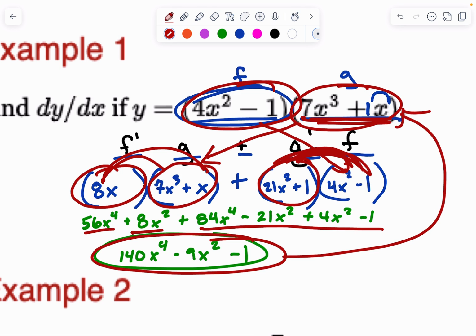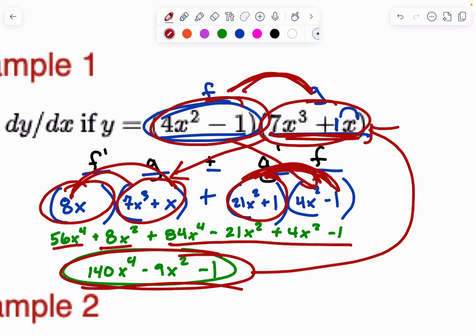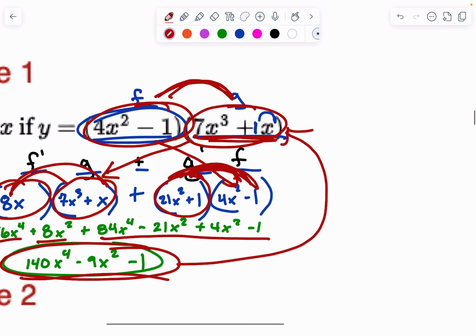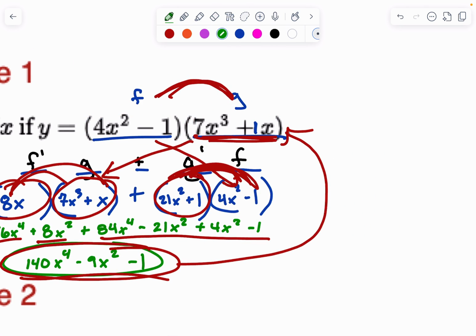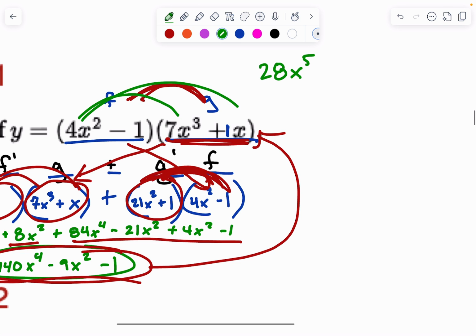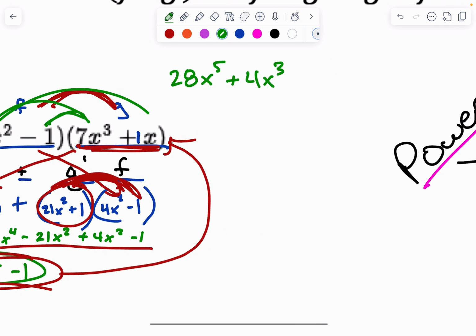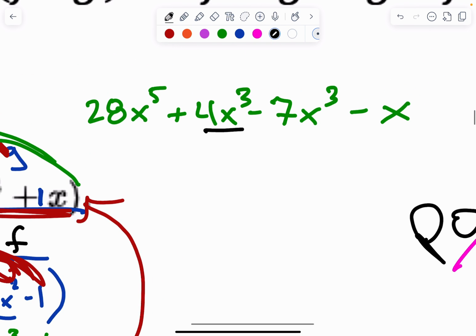Now, you could have FOILed these two to begin with and then just done the power rule, and you would end up getting the same thing. In fact, I might do that. Let's try doing that real quick, okay? If I FOIL, these two multiplied together is 28x to the 5th, right? This multiplied through is plus 4x to the 3rd. If I multiply the middle two pieces, I've got minus 7x to the 3rd, and then those two multiplied is minus 1x, or just minus x, right? Now if I take the middle two pieces and put them together, that is minus 3x to the 3rd, okay?